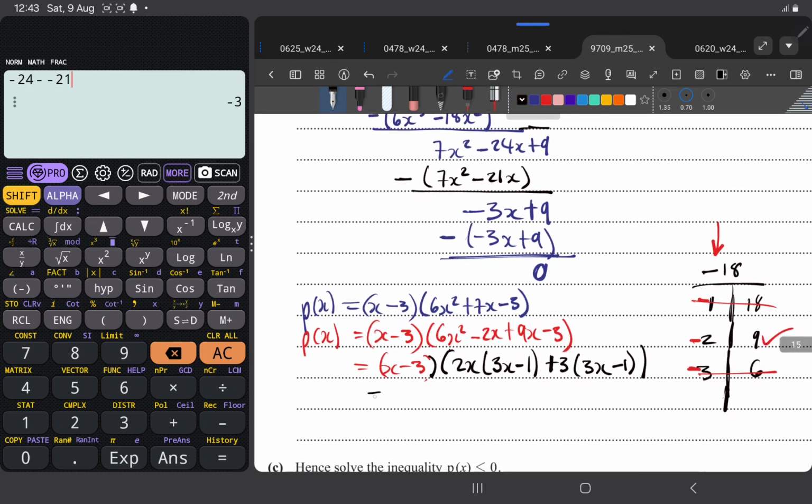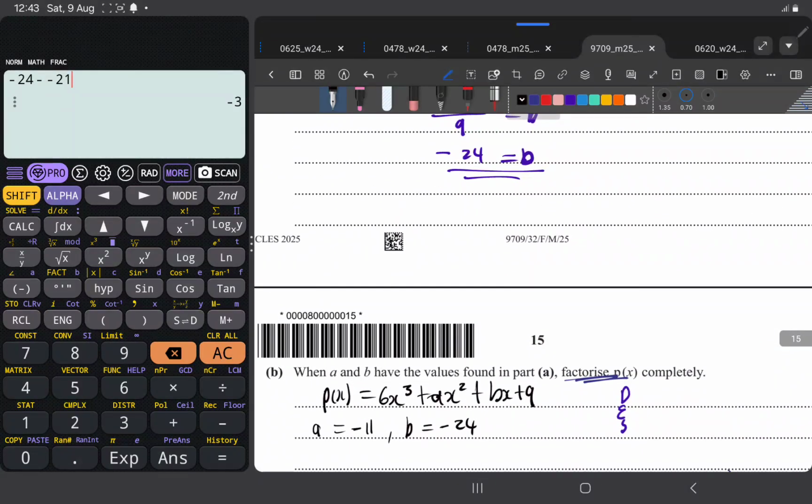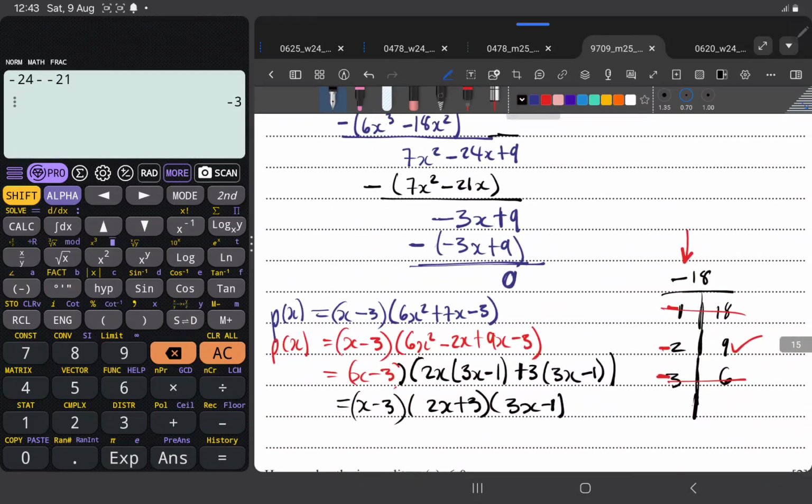So it's going to actually be now x minus 3 multiplying. You start with the two things outside, 2x plus 3. Then you now multiply by 3x minus 1. There we have it, and we are done. What is it saying? Find the values, factorize completely. We have done the complete factorization, and we are done.